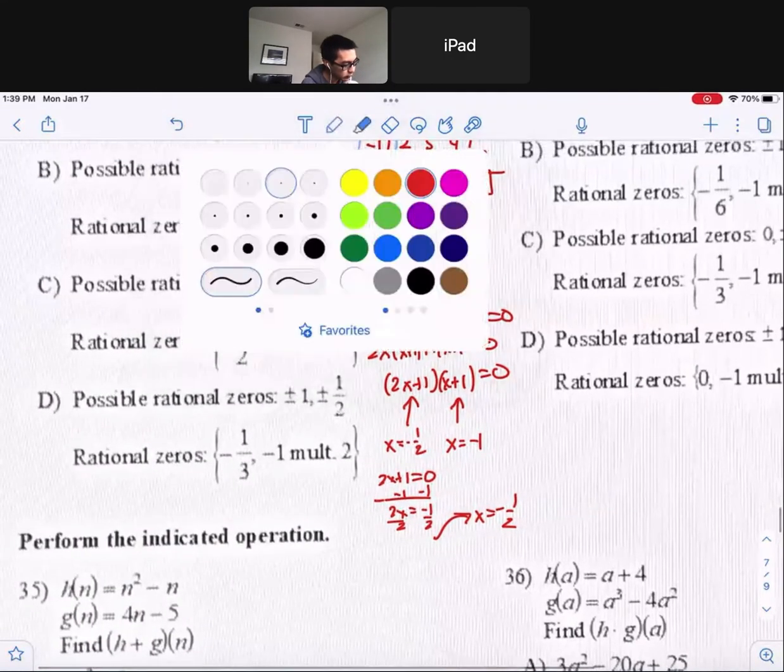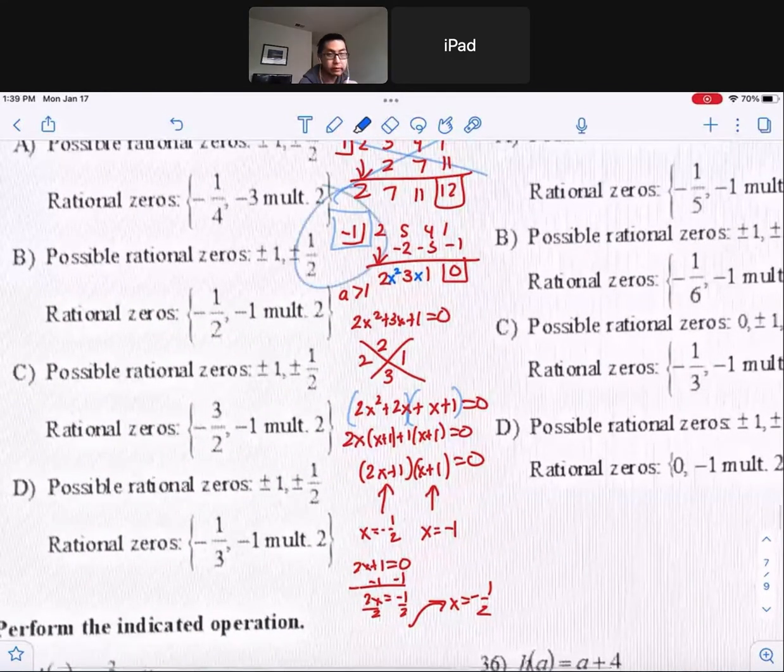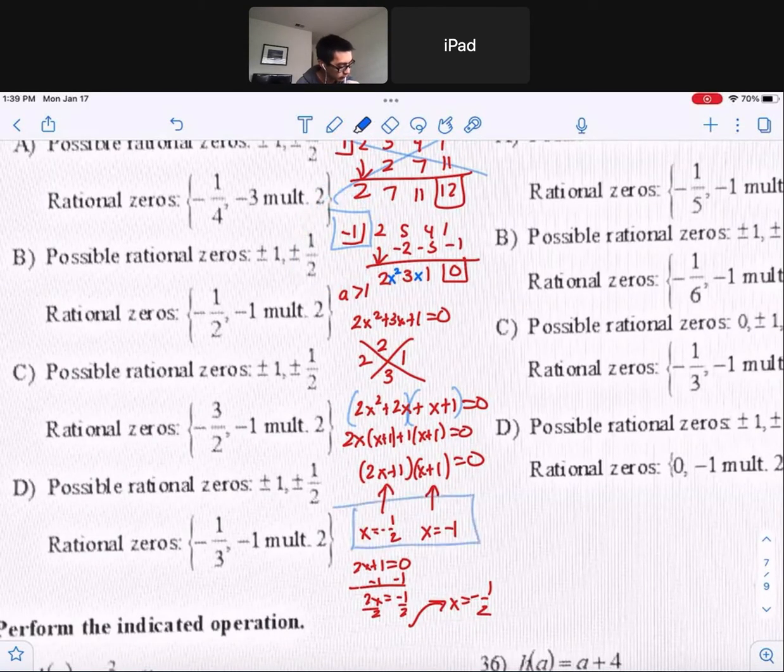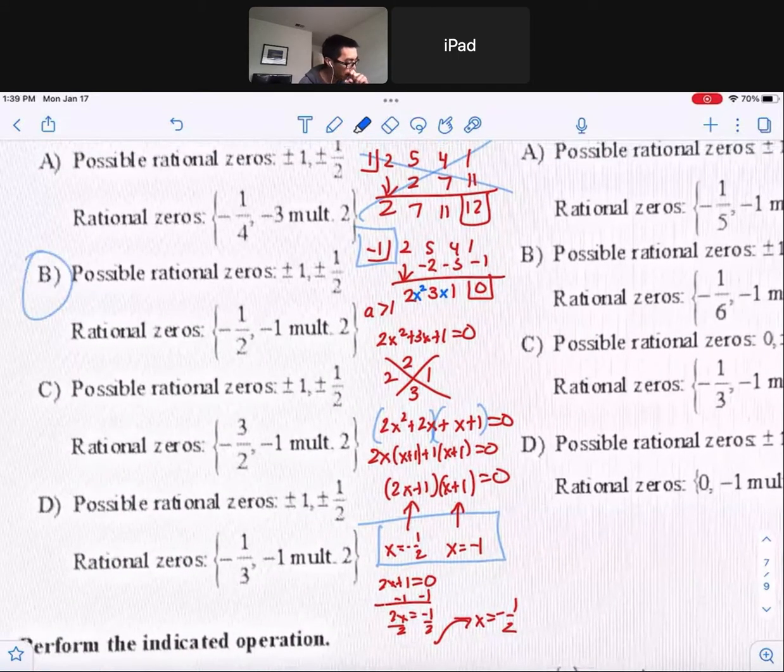So your answers are the first 0 we found from synthetic, which was negative 1, and negative 1 half and negative 1. So our answer is going to be B. 1 half, negative 1 half, negative 1, multiplicity of 2, that means you have 2 answers that were negative 1, which was what we had.